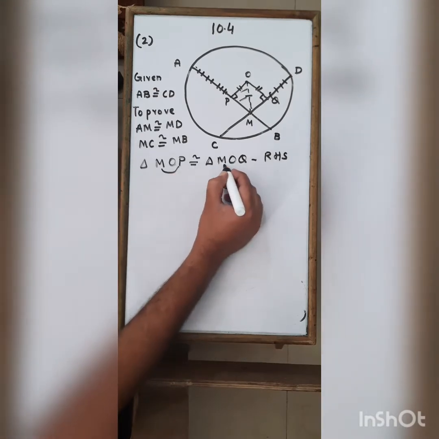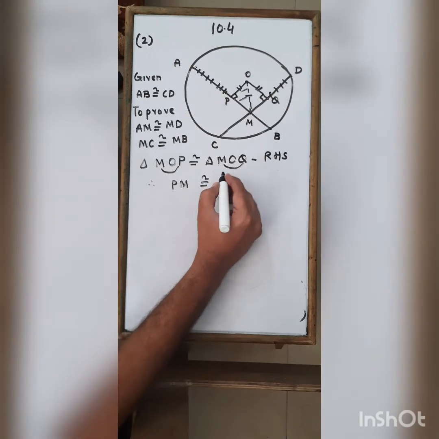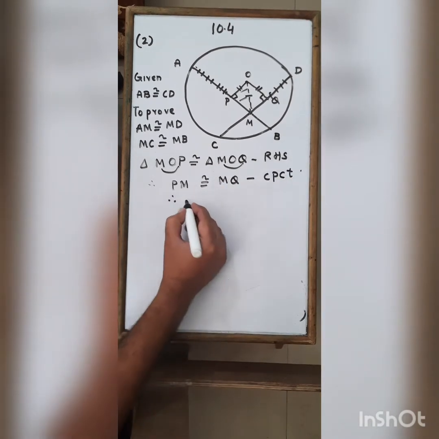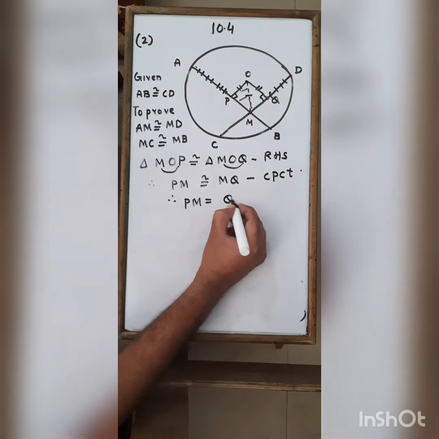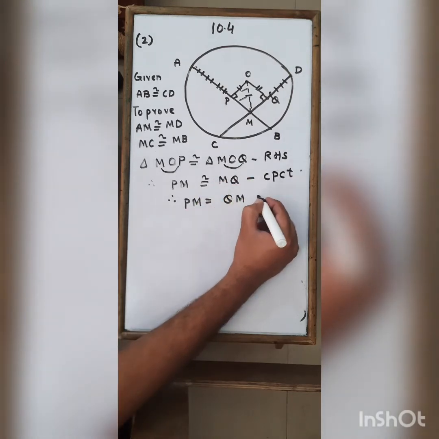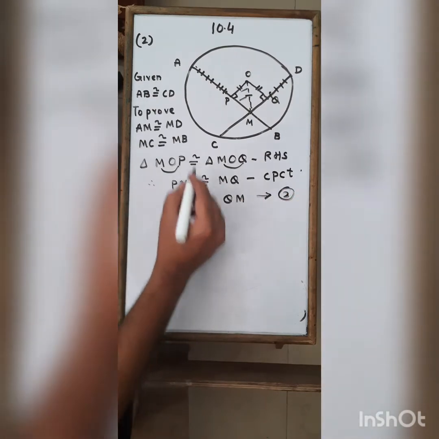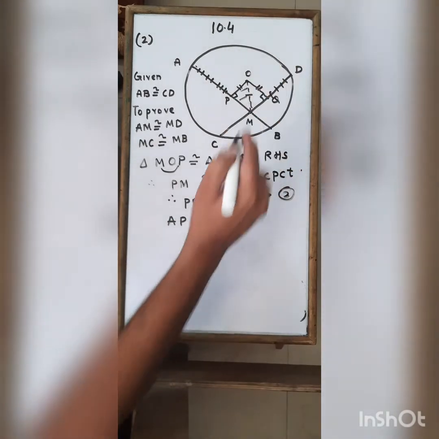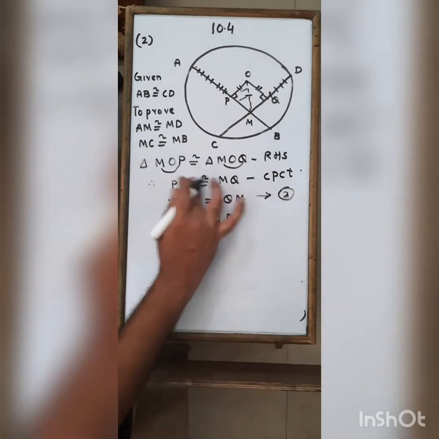So this side will be equal to this side, CPCT. So therefore can I say PM is congruent to MQ, CPCT. So therefore I can say PM is equal to QM. Okay, so this is my second. What was my first? I already know AP is equal to QD. Right? I need not write AQ. If this is also written, it is okay.